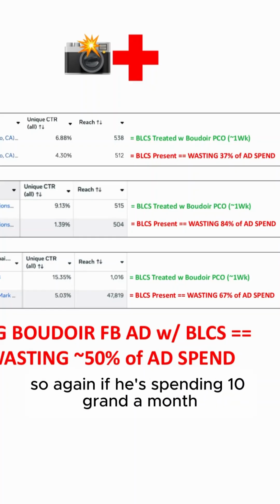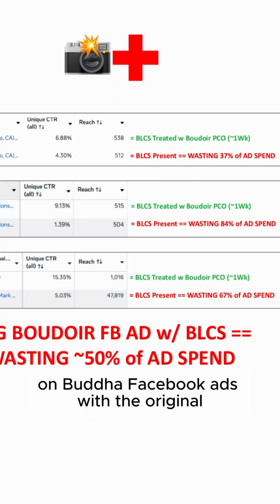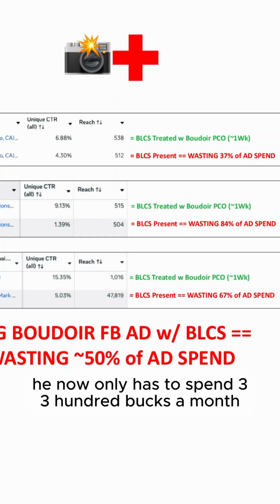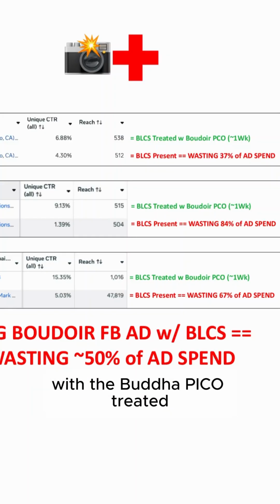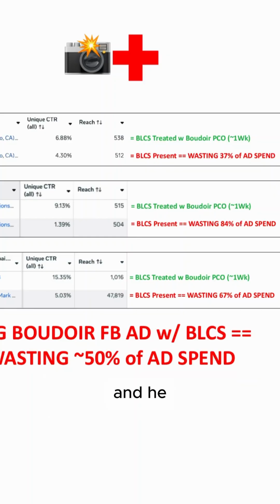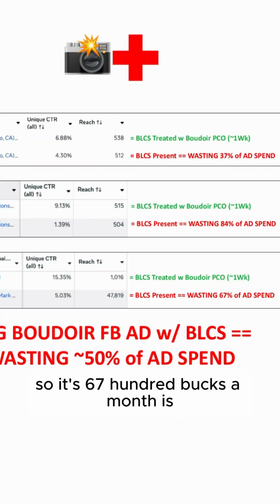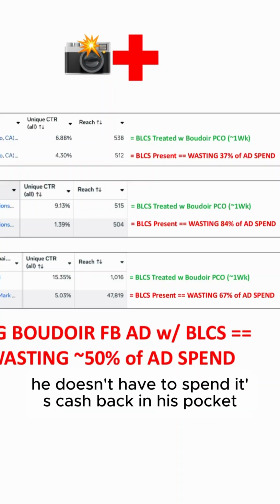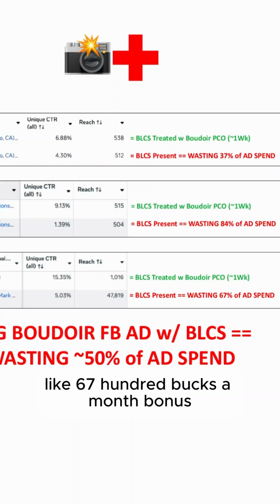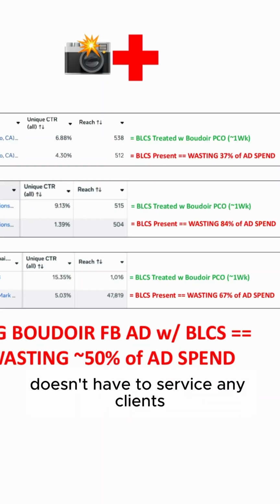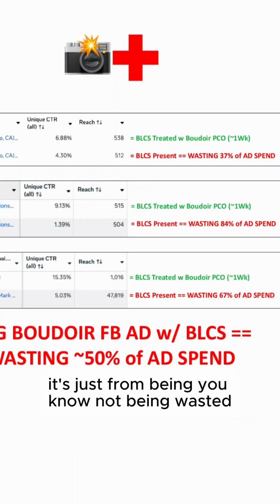So if he's spending 10 grand a month on Boudoir Facebook ads with the original, he now only has to spend 3,300 bucks a month with the Boudoir PICO treated ad, and he gets his ad into the same number of women's brains. So it's 6,700 bucks a month he doesn't have to spend. It's cash back in his pocket, like a 6,700 bucks a month bonus. He doesn't have to service any clients. It's just from not being wasted.